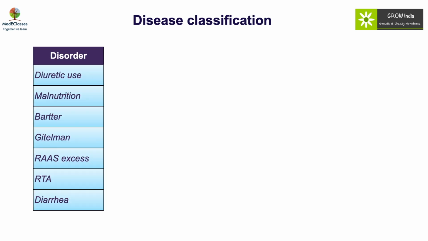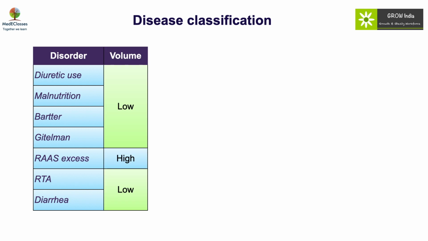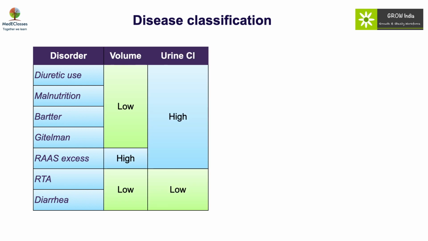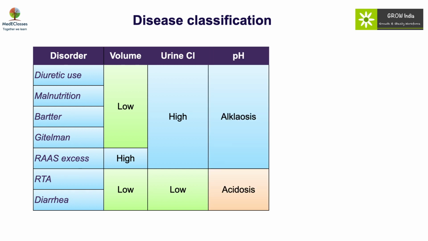Now, the important causes of hypokalemia include diuretic use associated with hypovolemia, malnutrition associated with hypomagnesemia, Bartter syndrome associated with hyponatremia, Gitelman with hypomagnesemia, RAS excess with hypertension, and RTA and diarrhea with acidosis. So we have to look at volume. If the volume is high, it means RAS excess. If the urinary chloride is low, it indicates RTA and diarrhea.